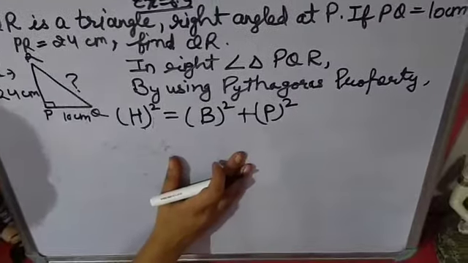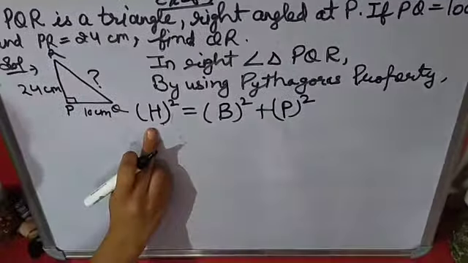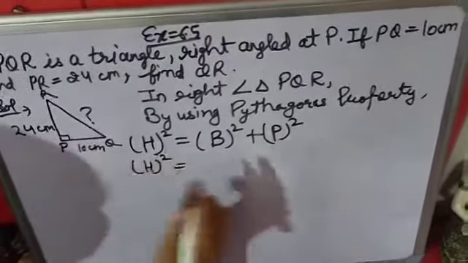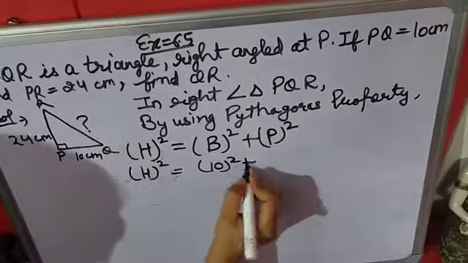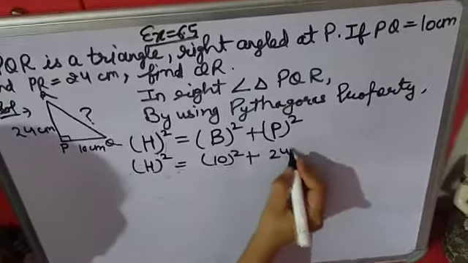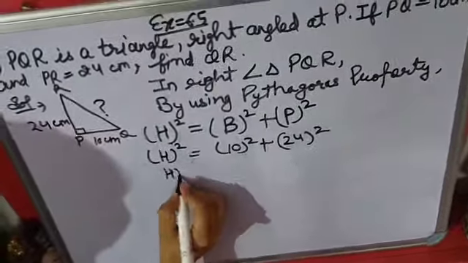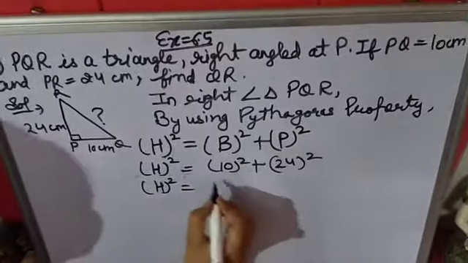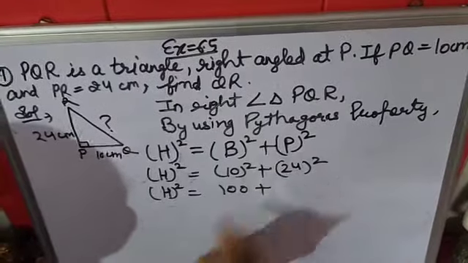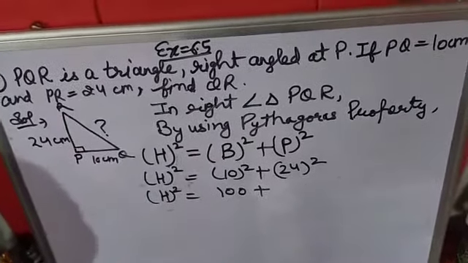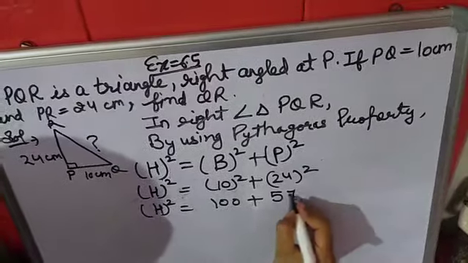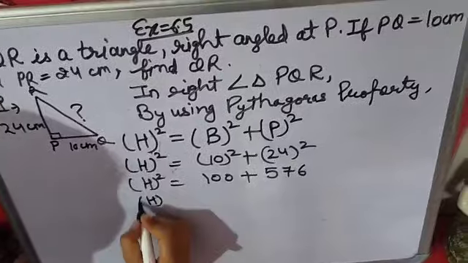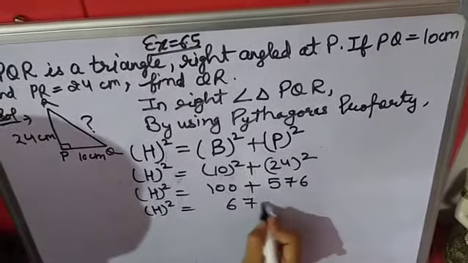Now we will put values in this. We don't know the value of the hypotenuse, so it will come the same like this only. We know the base is 10. We know the perpendicular, that is 24. Now 10 raised to power 2 means 10 into 10, it will be 100. Then 24 raised to power 2 means 24 into 24, it will be 576. Now add it, it will be 676.